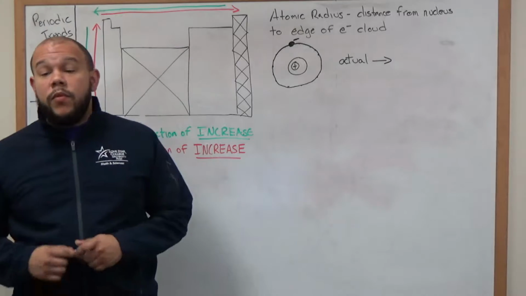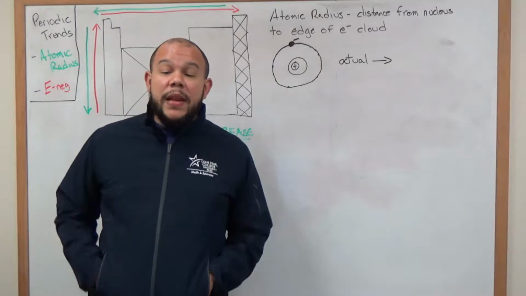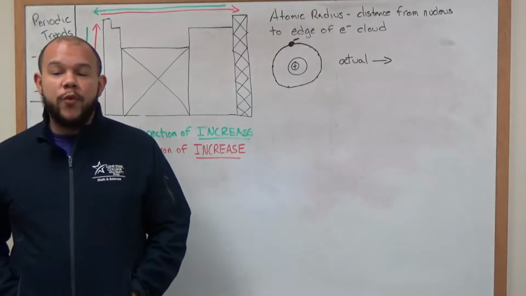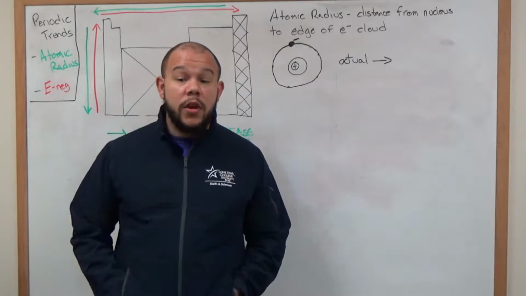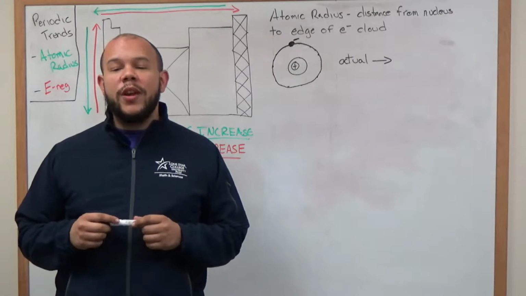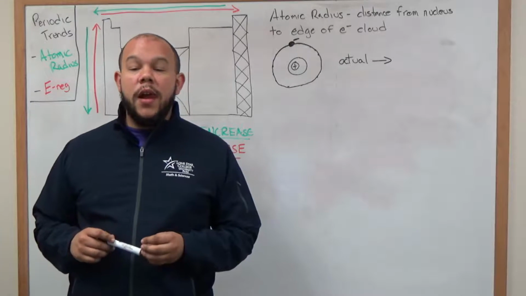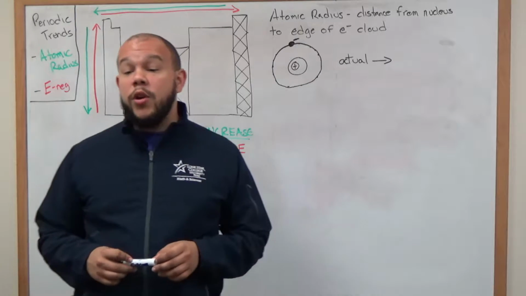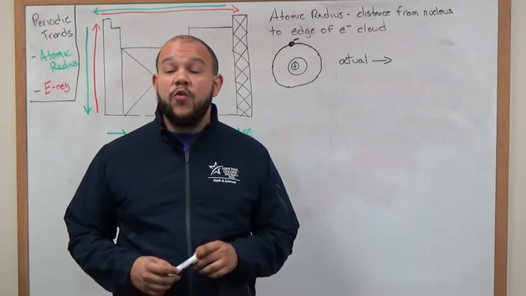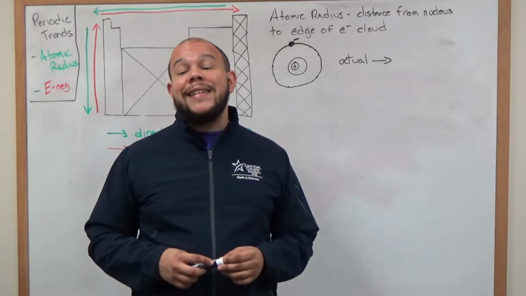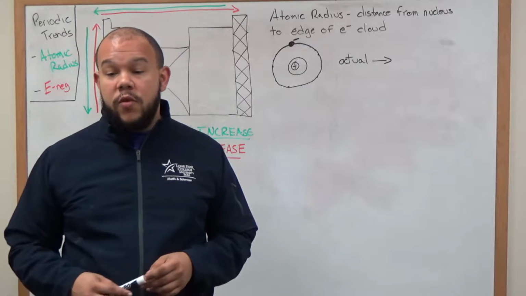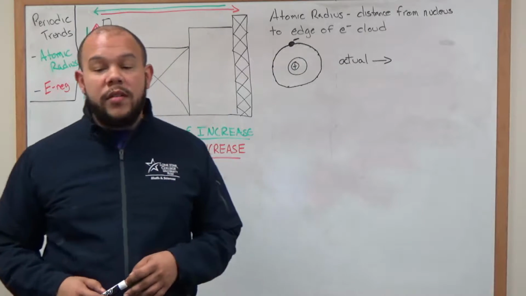Okay, today I wanted to do a quick mini lecture over periodic trends. Two of the specific ones that we need to know in our learning objectives for intro to chemistry are going to be atomic radius. We're going to define what that is and how that trends on our periodic table, and electronegativity, what that means and how that trends. But we're going to start here with atomic radius.